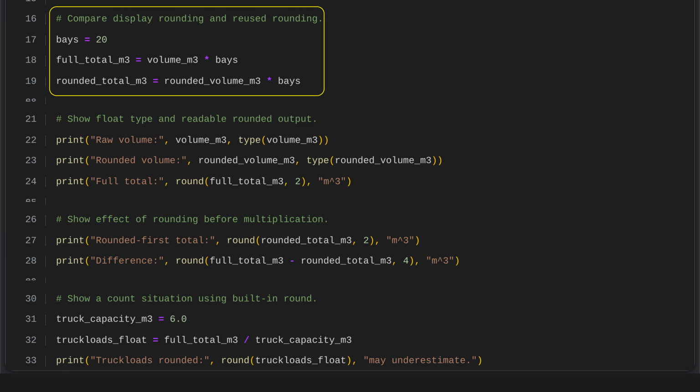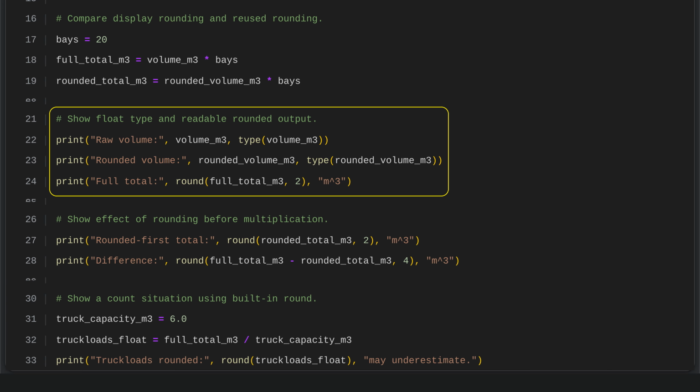Set the number of bays to 20, then calculate the total slab volume in 2 ways. First, multiply the precise volume per slab by 20 to get the unrounded total. Then multiply the rounded volume per slab by 20 to see how rounding before multiplication changes the final result.